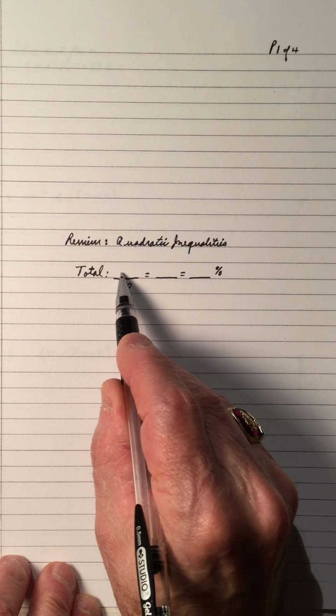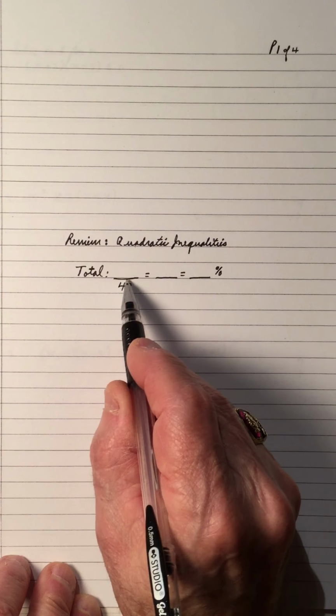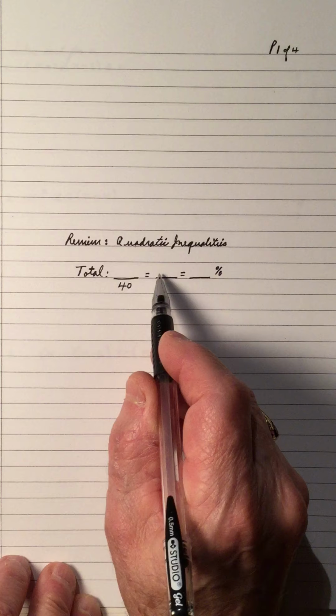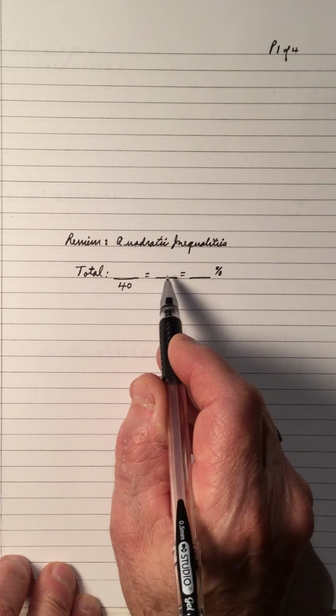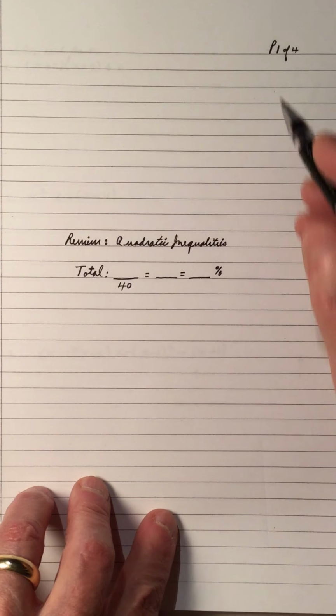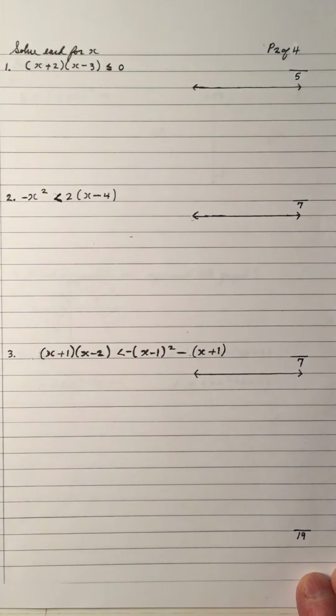Add up the total at the bottom of each page, put it over 40, divide 40 into the numerator to get a decimal, then move your decimal 2 places to the right to get a percent. So let's do the review. This is the first of 4 pages.